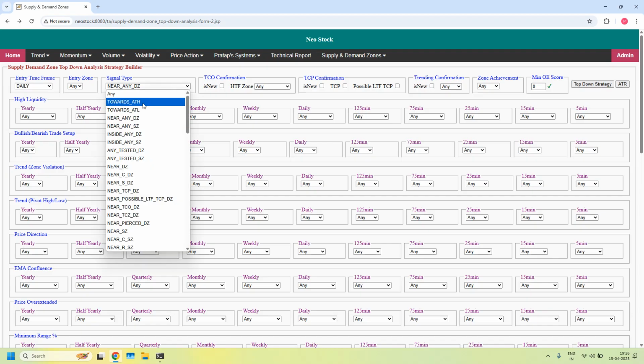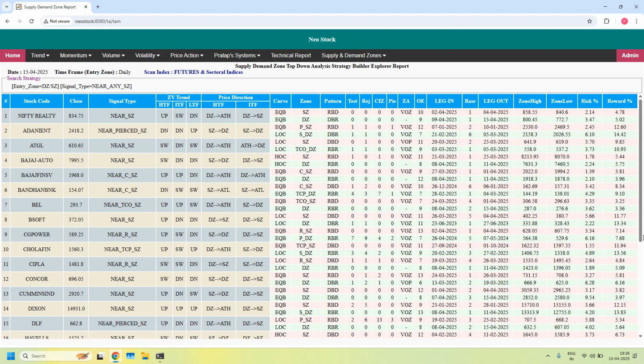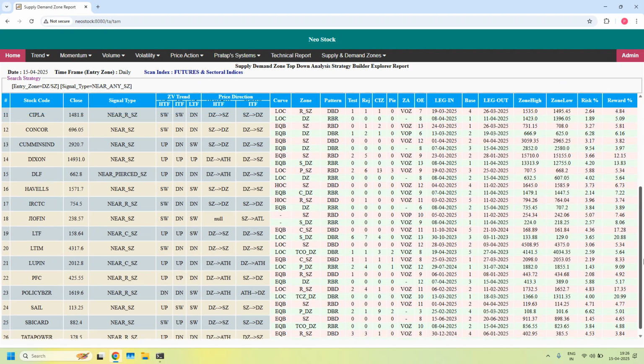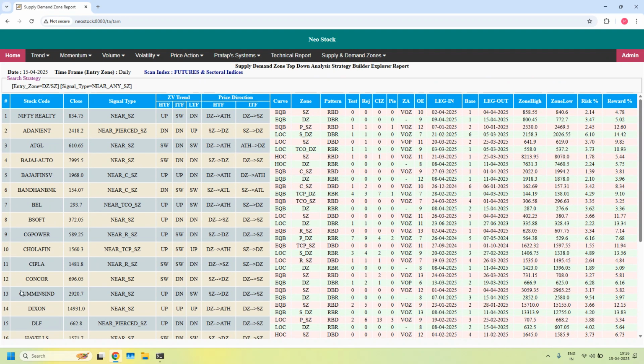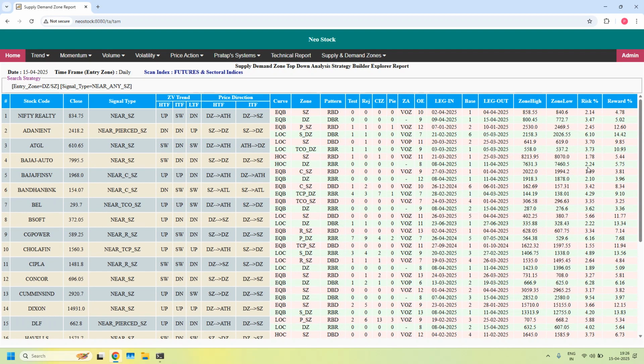Let us find the stocks near to the daily supply zone. We got 26 stocks. First 15 stocks in the list. I am scrolling the list down. Total 26 stocks are filtered. Let us identify high liquidity daily supply zones from this list.